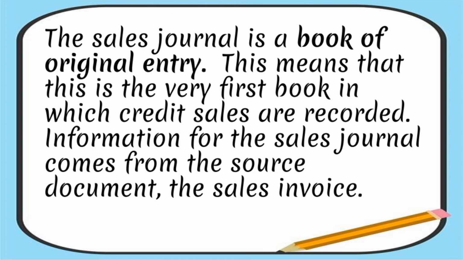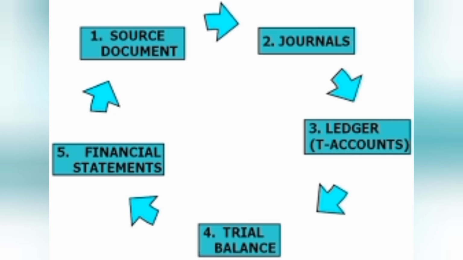Information for the sales journal comes from the source document, the sales invoice. To complete the sales journal or the sales day book, we need to extract the information from the sales invoice.